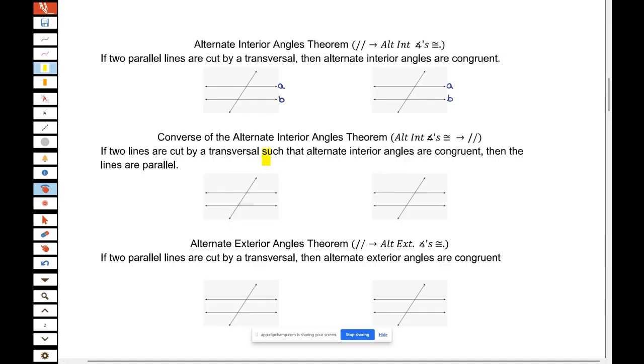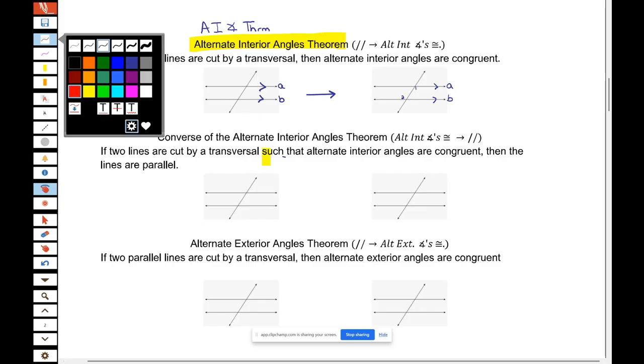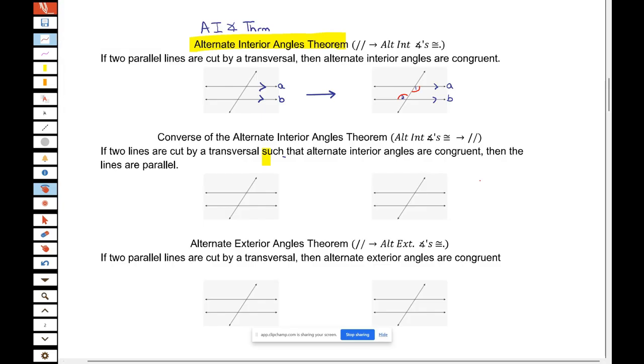All right, alternate interior angles theorem, which says parallel lines imply alternate interior angles are congruent. If two parallel lines are cut by a transversal, then alternate interior angles are congruent. So let's say we have angle 1 and angle 2. We can conclude that those would have to be congruent. Now, if this is in a proof and you have some statements, you may have something like A is parallel to B. We can conclude that angle 1 is congruent to angle 2.